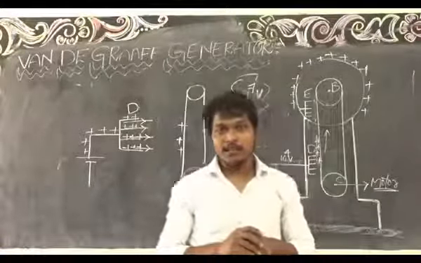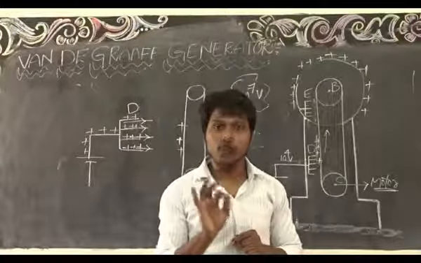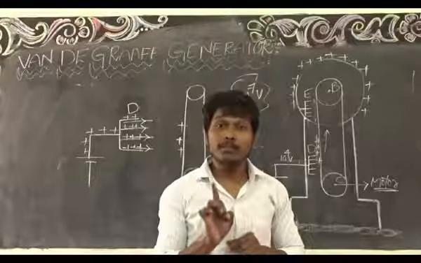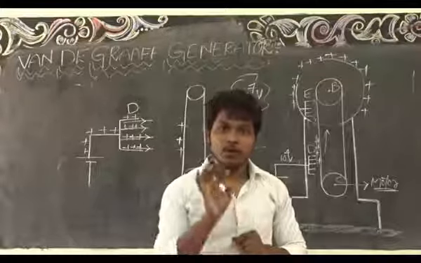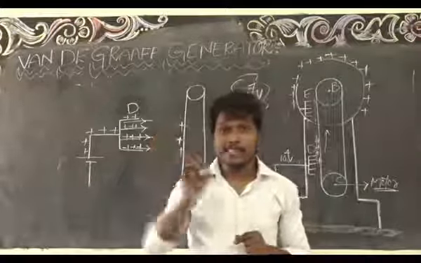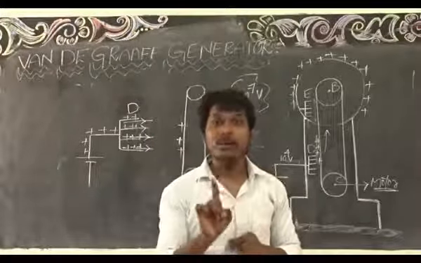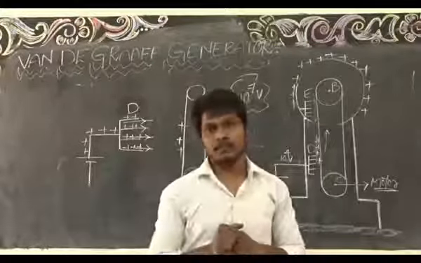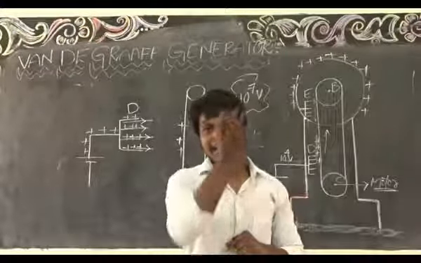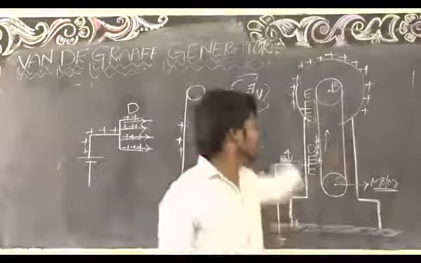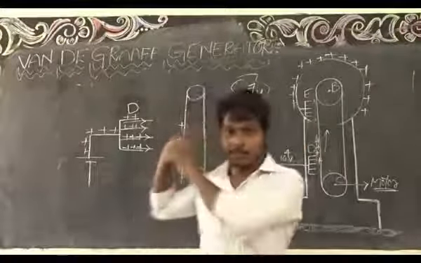The potential produced by the Van de Graaff generator is used to accelerate the positive charged ions in the nuclear disintegration process. In nuclear disintegration processes, to accelerate the positive charged ions, we should use this potential. For that purpose, we use this Van de Graaff generator.